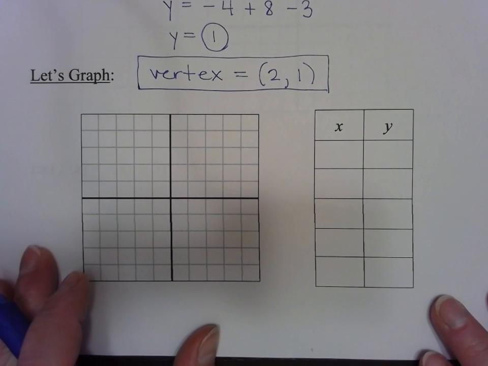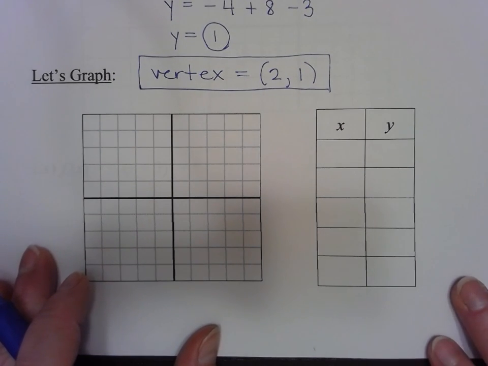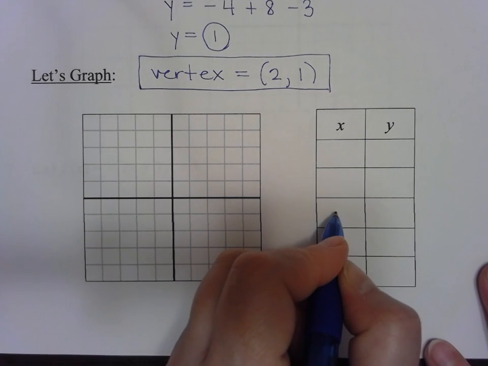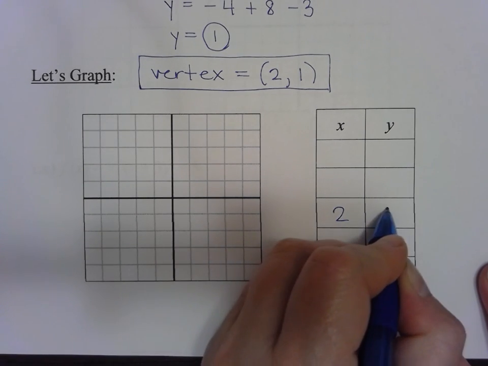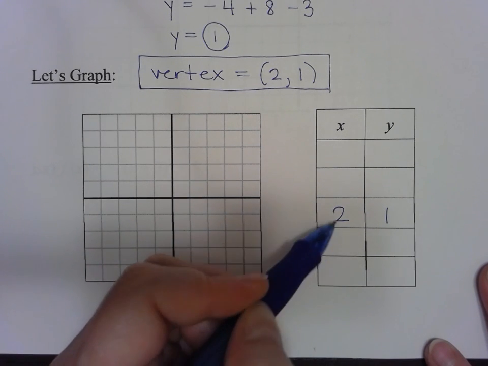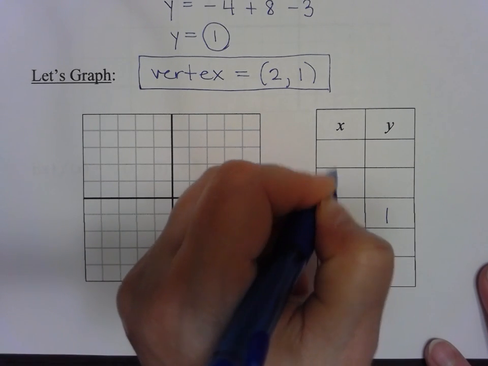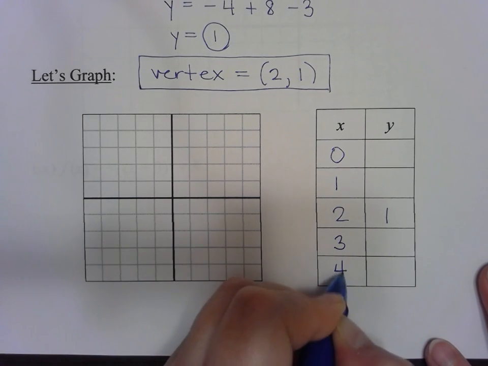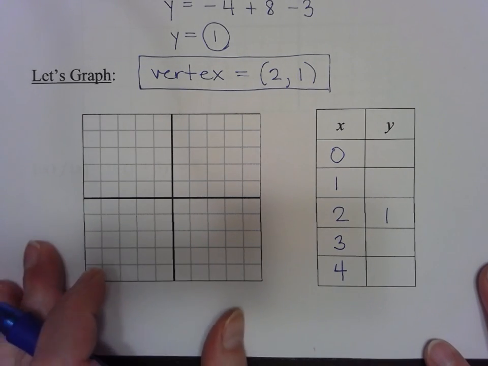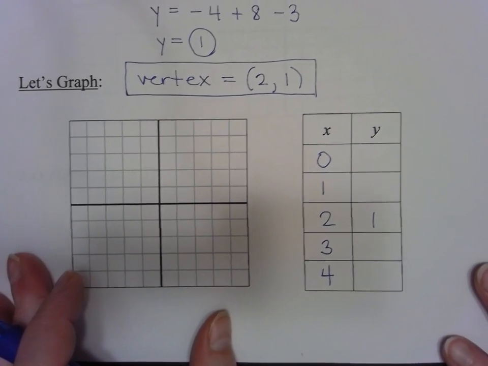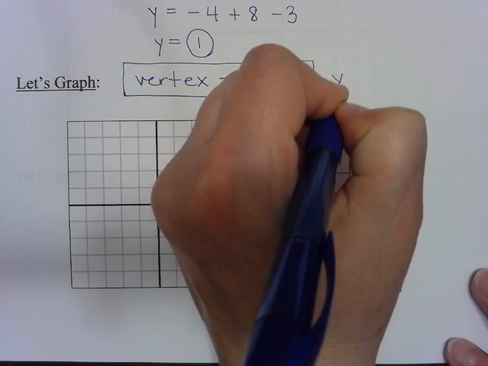Once you've found the vertex, then you can make the graph. So the vertex is that center point. So we're going to put it in the middle of our t-chart. We're going to pick x values around it. So a couple of numbers smaller and a couple of numbers bigger. And then I want to plug those numbers into my formula. I've lost my formula. Let me copy it down right here.